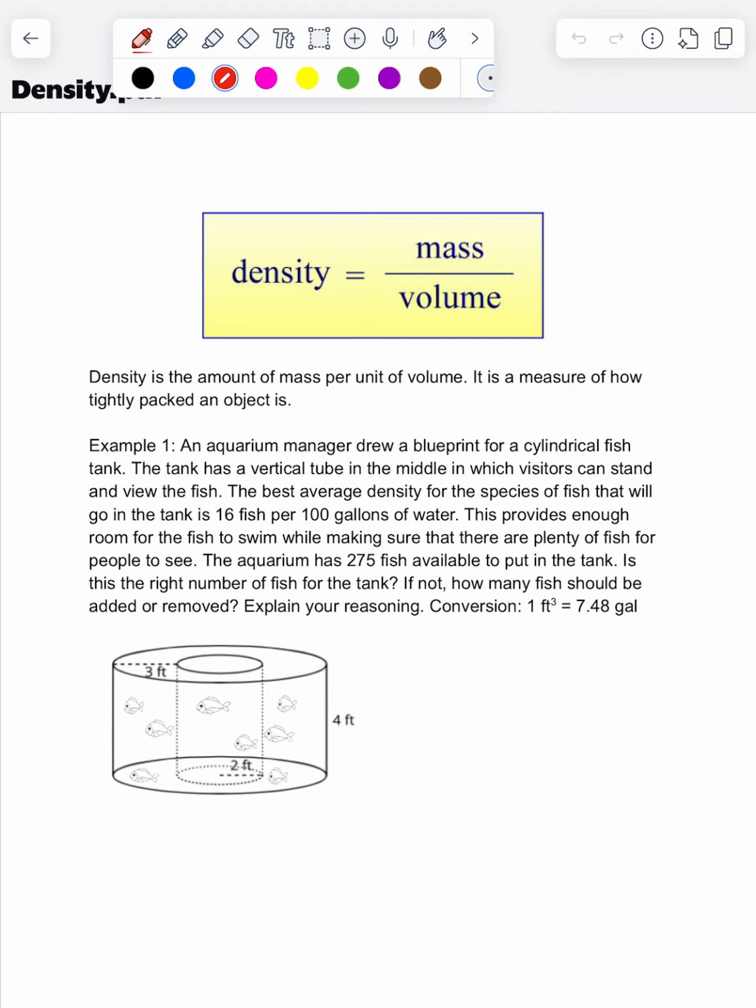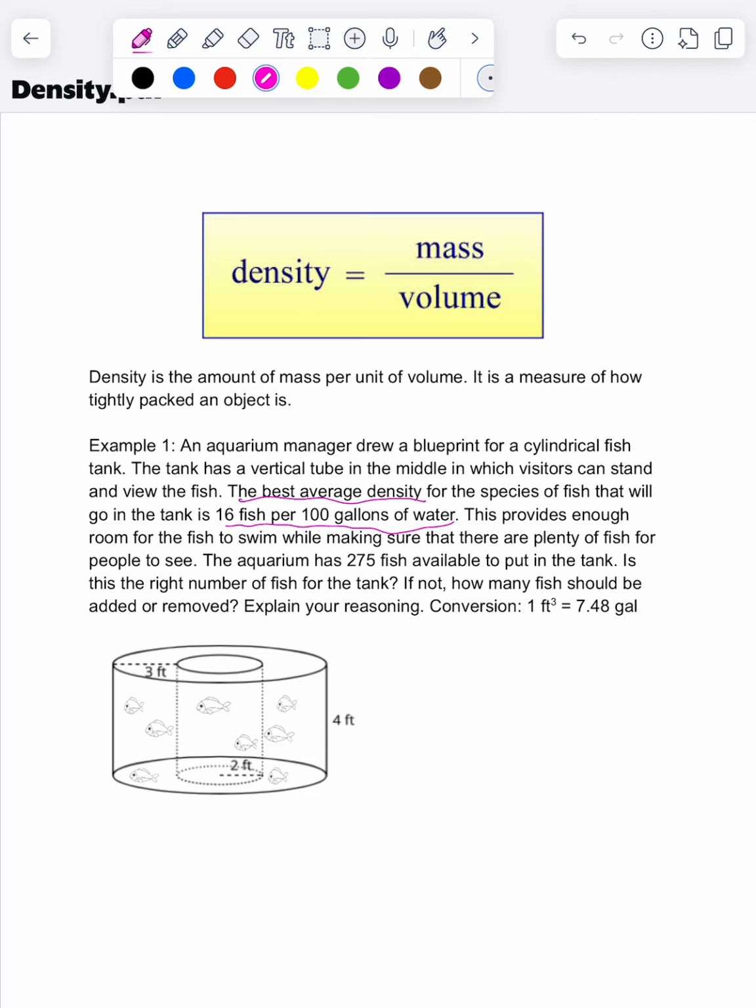They're telling us in the question the best average density for the fish that will go in the tank is 16 fish per 100 gallons of water. Since density is a measure of how tightly packed an object is, this amount of fish will make sure that there's enough room for the fish to swim around while making sure that people can still see fish, and there are no areas of the tank in front of people with no fish. The aquarium right now has 275 fish available.